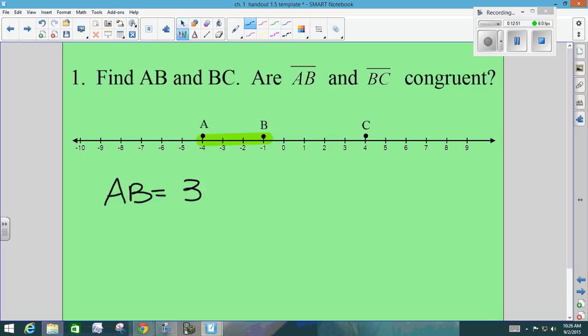You guys, don't make this harder than it has to be. I know at the beginning I was using the absolute value. But if you can see that it's 3, just write 3, right, Ben? Yeah, good. Okay.